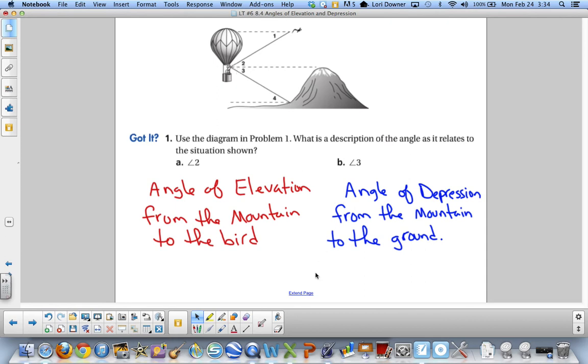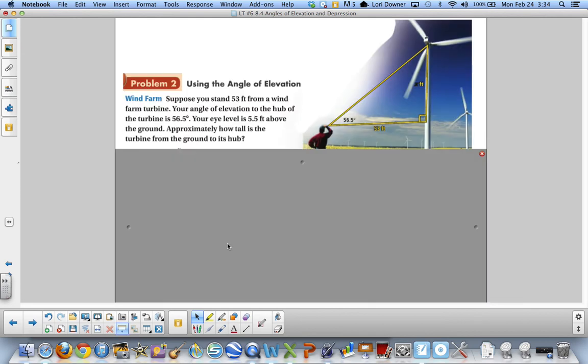So from the horizontal down, and elevation is from the horizontal up. Let's use the angle of elevation. Wind farm. Suppose you stand 53 feet from a wind farm turbine. Your angle of elevation to the hub of the turbine is 56.5 degrees. Your eye level is 5.5 feet above the ground.